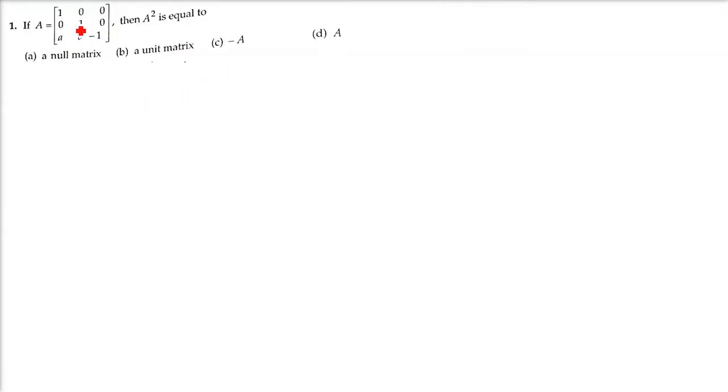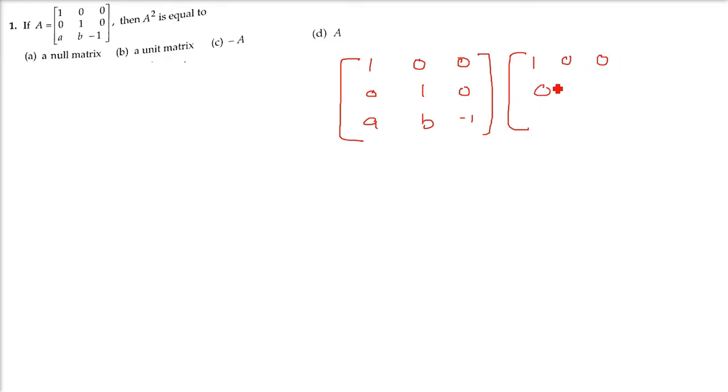If A is equal to this matrix, then A square is equal to. Just multiply A with A and let's see what comes out. You have this 1 0 0 0 1 0 A B negative 1. Multiply it again with this one only, 1 0 0 0 1 0 and A B and negative 1. Okay, so what will be the result?